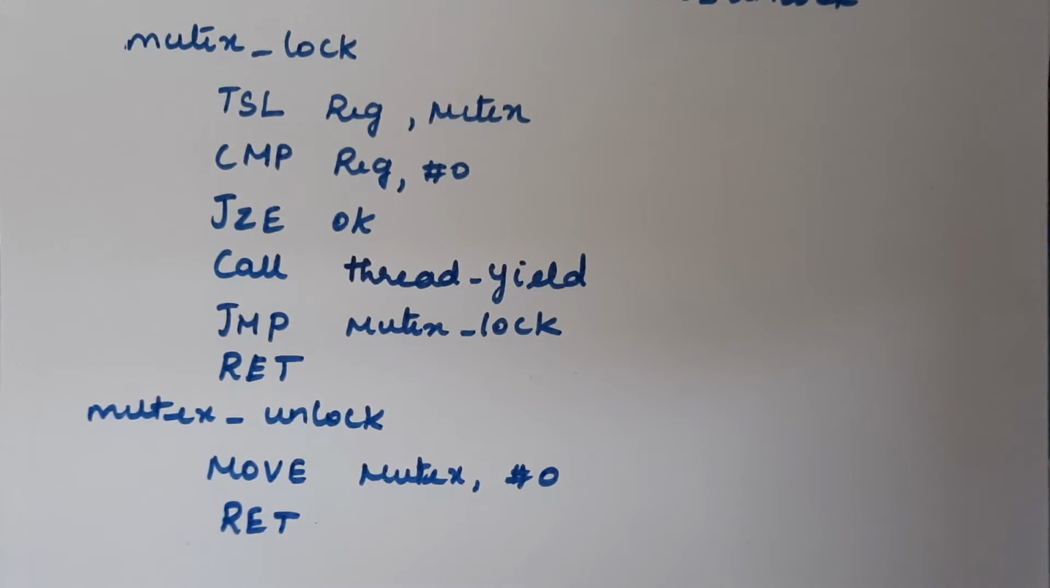Okay, and then thread yield is followed by mutex lock, which means again we are going to try whether it can enter into the critical region after some time or after a few seconds, right?